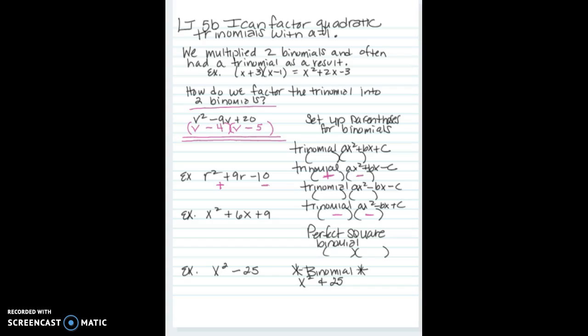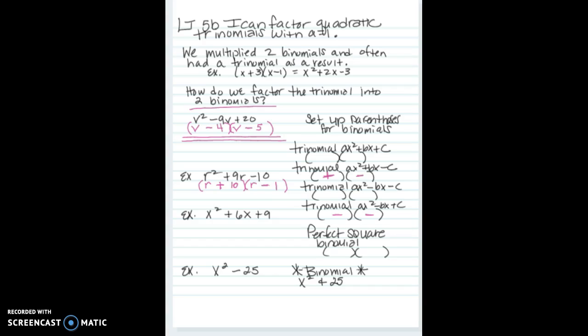Once again, I know that I need to set up my two parentheses, and my r squared factors are r and r. So I want to find the factors of 10 that would make up a 9, either with addition or subtraction. Well, 10 doesn't have very many factors, and I know that 10 times 1 is 10, and that if I subtract 1 from 10, I do get 9. So the 10 goes with the plus, and the 1 goes with the minus, and those are my factors.